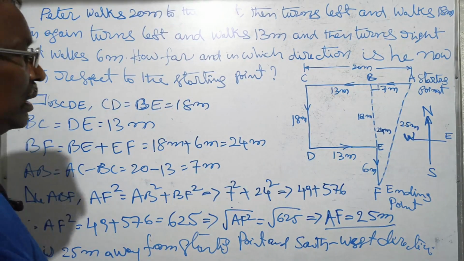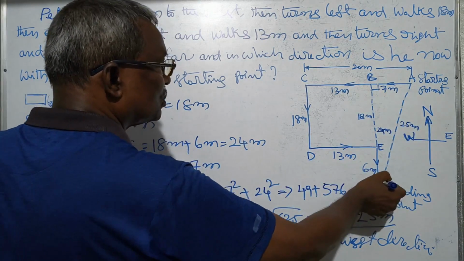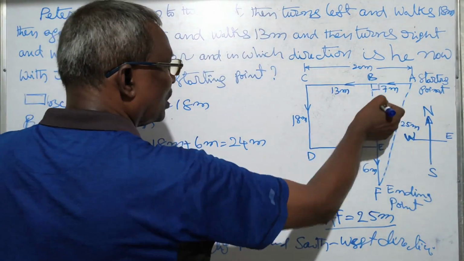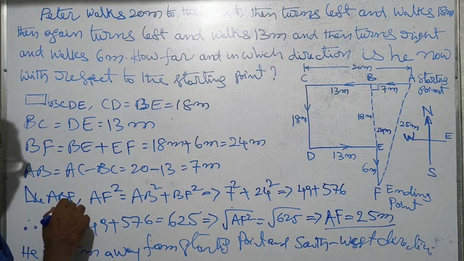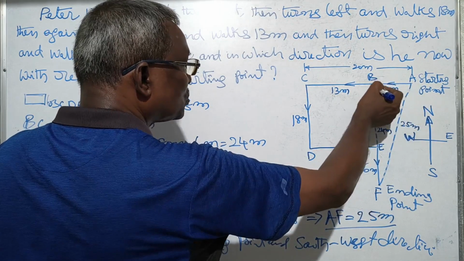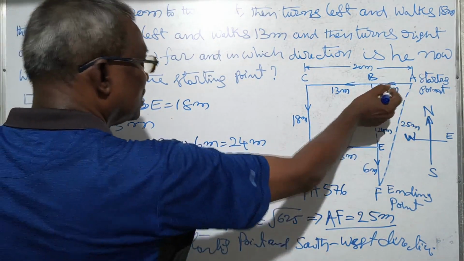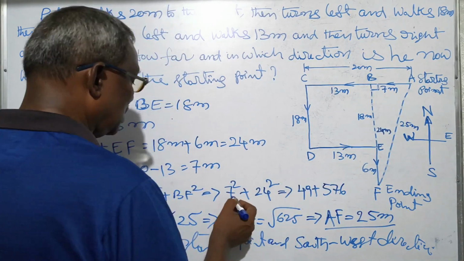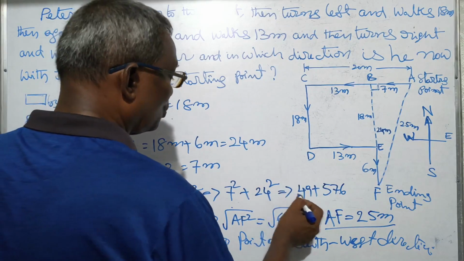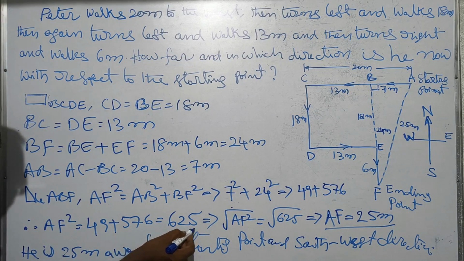In a right angle triangle, as per the Pythagoras theorem, the square of the hypotenuse is equal to the sum of the squares of the other two sides. So in right angle triangle ABF, AF square is equal to AB square plus BF square. AB square means 7 square, plus BF square, 24 square. 7 square is 49, 24 square is 576. AF square is equal to 625.